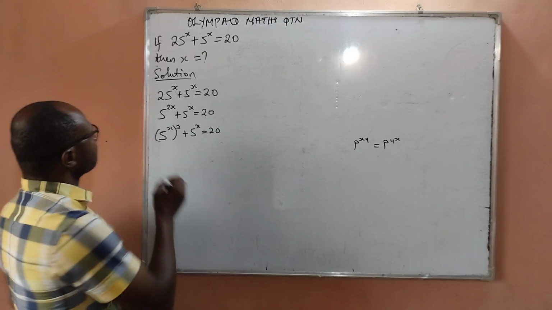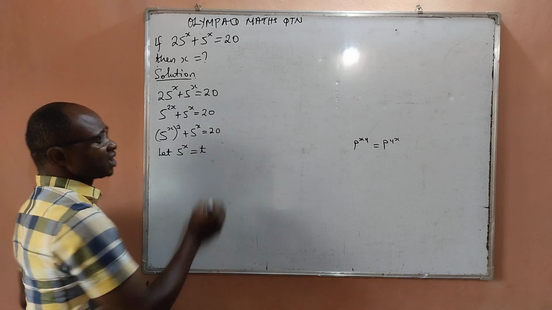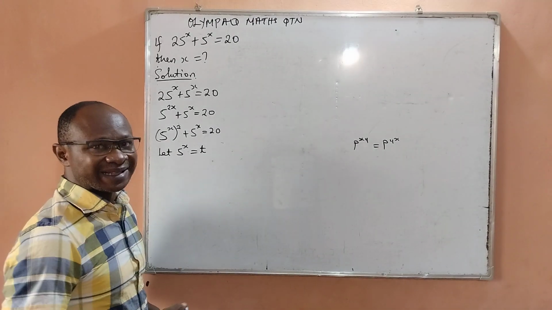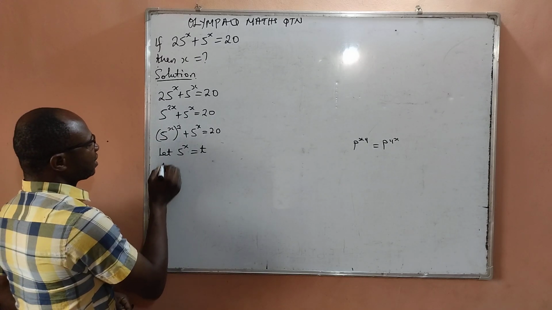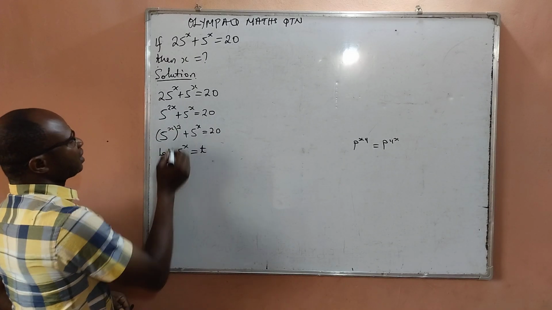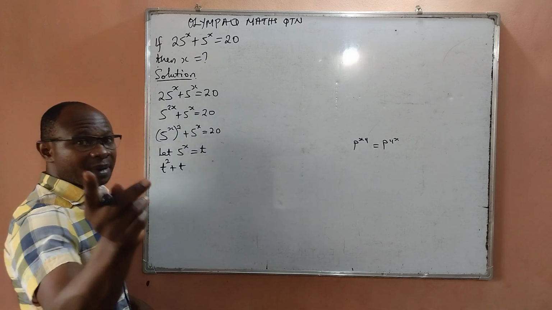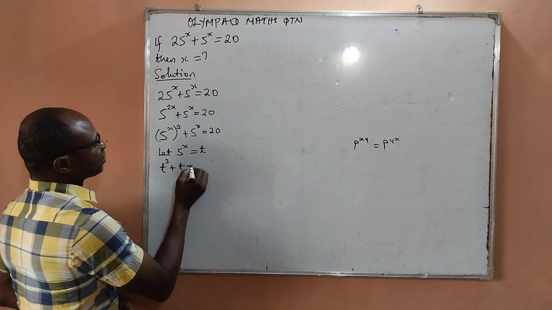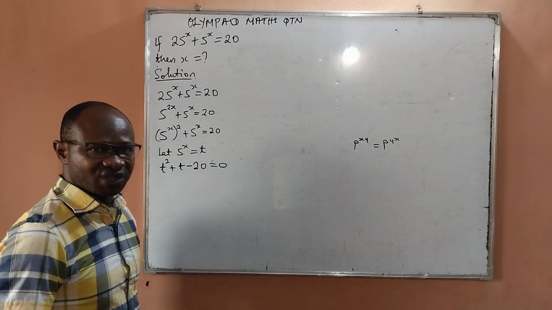Now, let 5 raised to the power x be equal to t. Anywhere I see 5 raised to the power x, I will replace it with the letter t. That becomes t raised to the power 2, plus t. Permit me to move this 20 from the right hand side to the left hand side to have it written as minus 20. So on the right hand side, I have left 0.